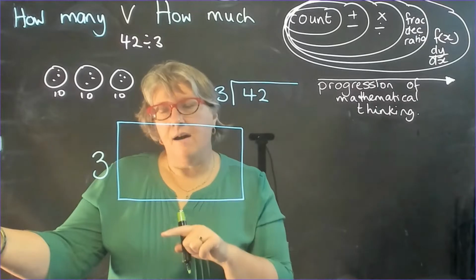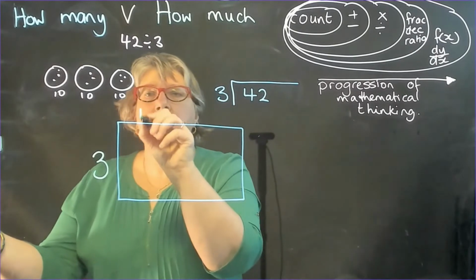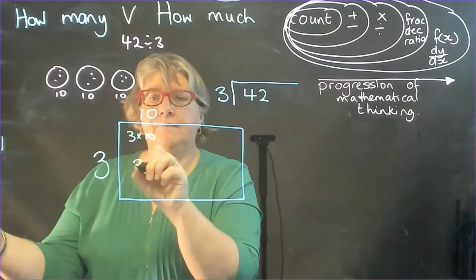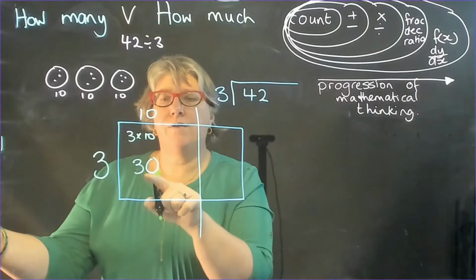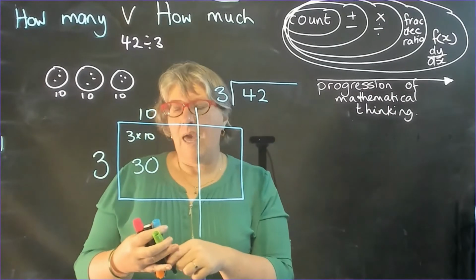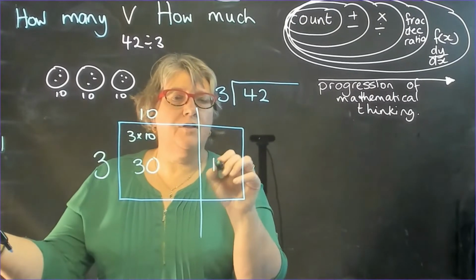Have I got enough to give them 10 each? Can I give them 10 each? And if I did, I would have used 30. I can do that. So 3 times 10 is 30. How much is left over? Well, I've got 12 left over.